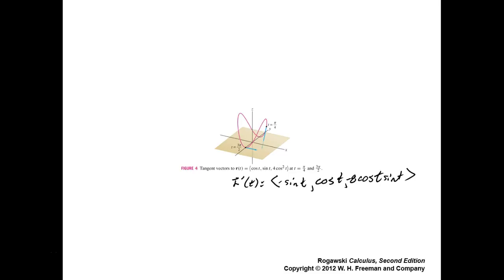And then sine would be negative 1. So your y value is at negative 1, and your z value is 0. So sure enough, we're right here on the y-axis, negative 1 out here. Okay?